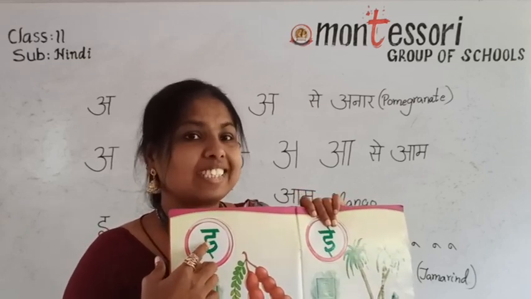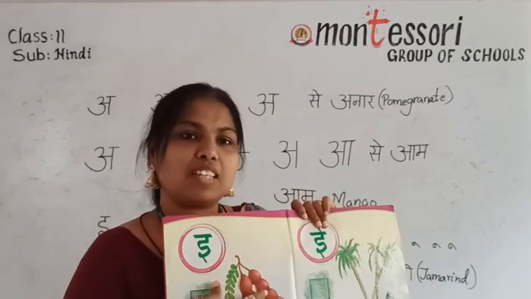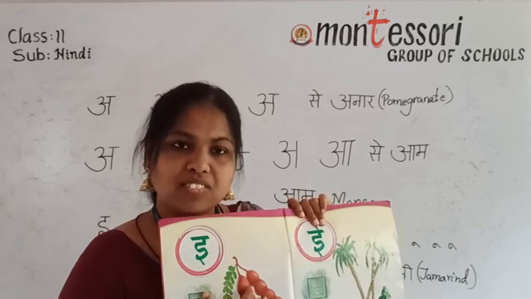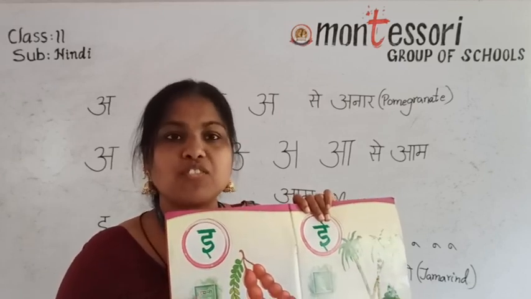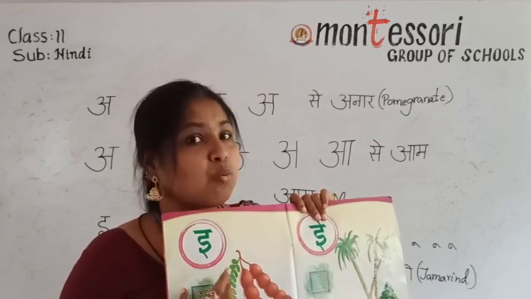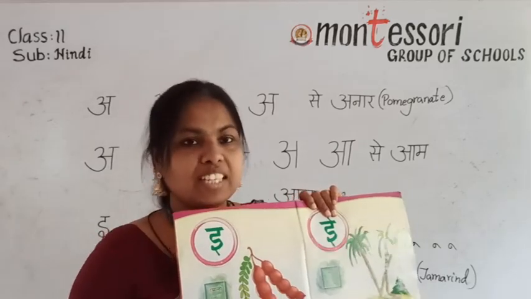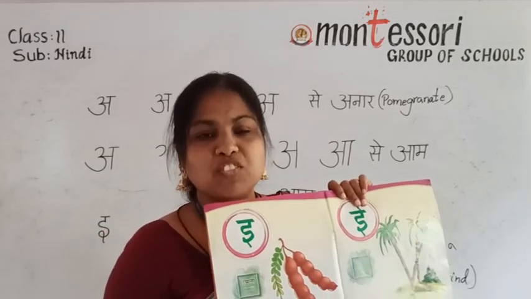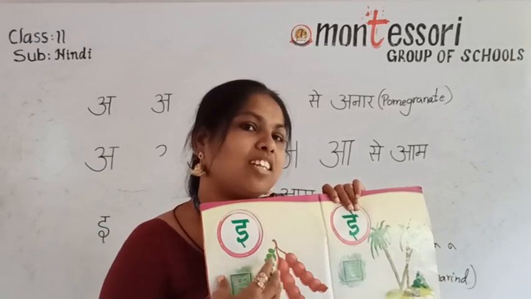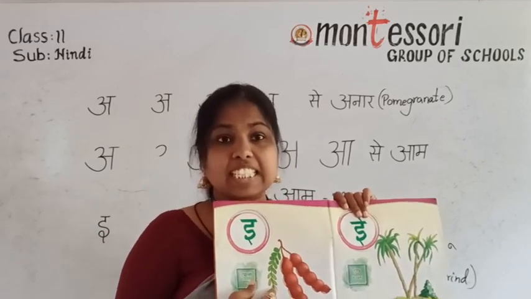See, this letter E is highlighted here and the picture is given. E say Imli. What is the word given and what is the pronunciation of this picture in Hindi and in English? Both are given and a small rhyme is attached with this one. If you learn this rhyme, automatically you can learn this word. Understand, children? E say Imli.